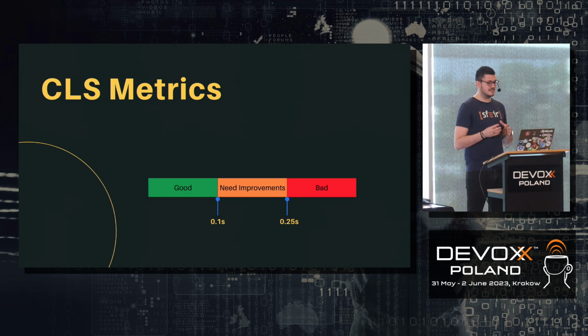So if the score is less than 0.1 seconds, your score is good. Between 0.1 seconds and 0.25 seconds, your score needs improvements. But don't worry, it's just images that have maybe no measures or no height. But above 0.25 seconds, all the architecture of your index.html page needs to be reviewed.